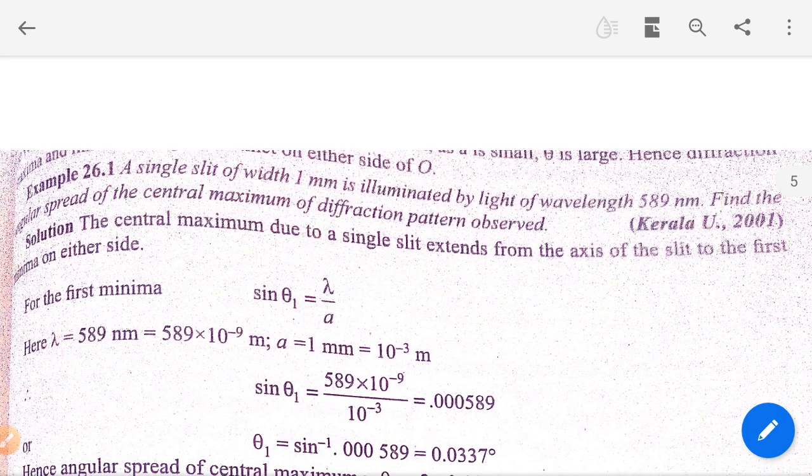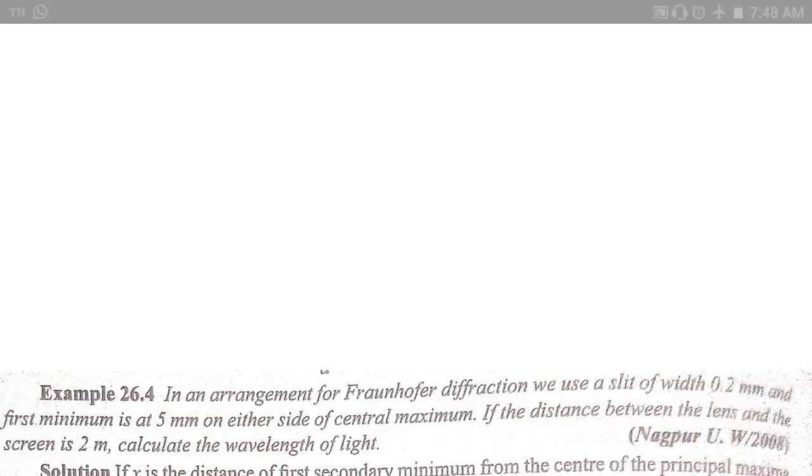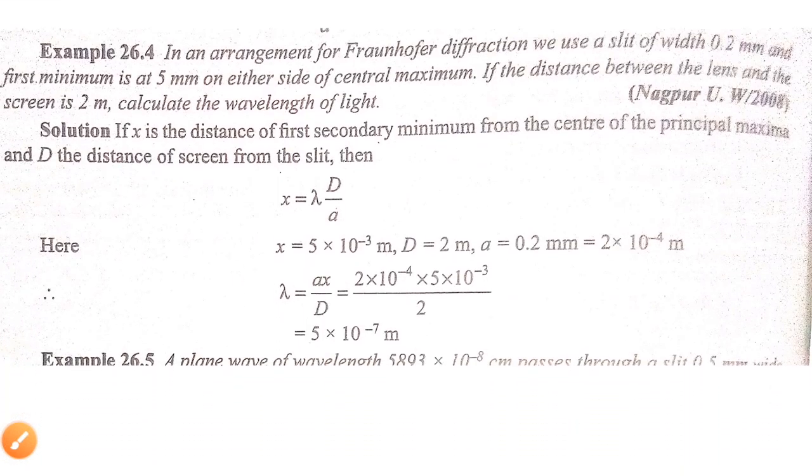As we move next, we relate to Fraunhofer diffraction, a single slit. Let's see an example. In an arrangement of Fraunhofer diffraction, we use a slit of width 0.2 mm, and the first minimum is at 5 mm on either side of the central maximum. If the distance between the slit and the screen is 2 m, that is the capital D, calculate the wavelength of light.